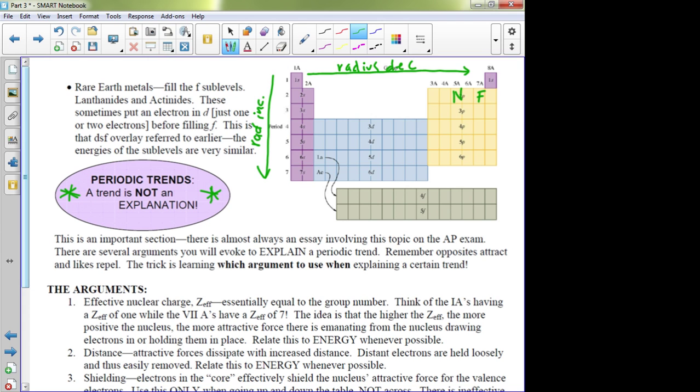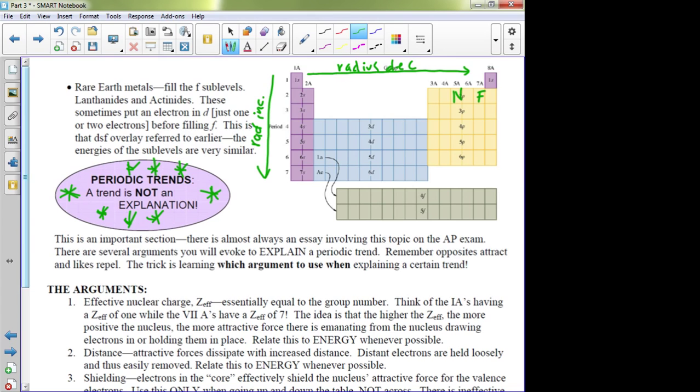And they're not even going to give you half a point. Okay? They're going to read it and say, oh, they memorized a trend and they cannot explain why. That's exactly what they're going to say, which means they don't know anything. Okay? So please remember this: a trend is not an explanation, ever.